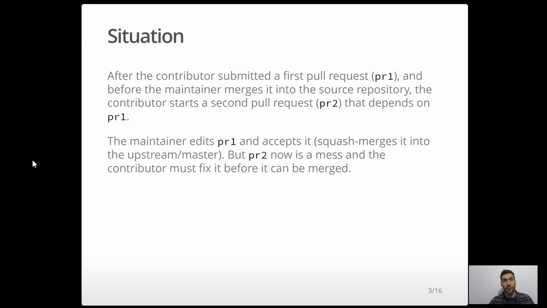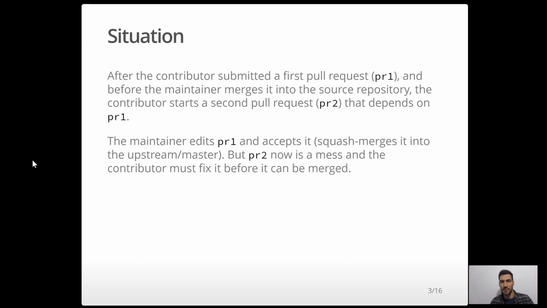After you submit a pull request to a source repository, and before it is merged, you add a new pull request off the tip of the first pull request. Then the maintainer merges the first pull request but with some edits, and then pull request number 2 is no longer perfectly synchronized with pull request number 1. Maybe there is not necessarily a conflict in the sense of a Git conflict, but still it is not a valid pull request without some changes.